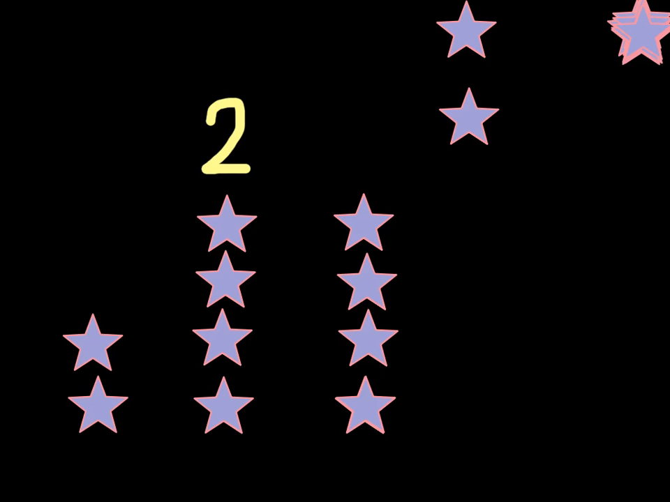I added 2 more stars. My previous total was 4, just like this one here. This is my previous total, 4, and I've matched that. And now I'm adding 2 more stars. 1, 2, to make 6. Can you see the pattern that's happening here? Each time I am adding 2.